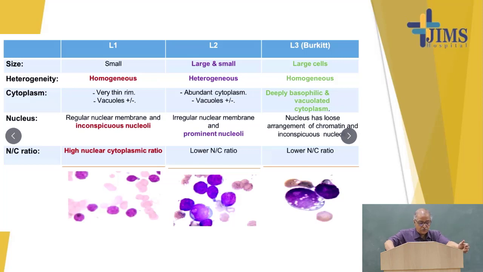Morphologically, L1 has smaller cells, L3 has larger cells, and L2 has both smaller and larger cells. L1 is homogeneous, L3 is also homogeneous, but L2 is heterogeneous. Cytoplasm is very thin in L1, abundant in L2, and deeply basophilic and vacuolated in L3. Nucleus: L1 has a regular nuclear membrane and inconspicuous nucleoli; L2 has prominent nucleoli and an irregular nuclear membrane; L3 has a loose arrangement of chromatin and prominent nucleoli. The nuclear cytoplasmic ratio is high in L1, low in L2, and lower in L3.